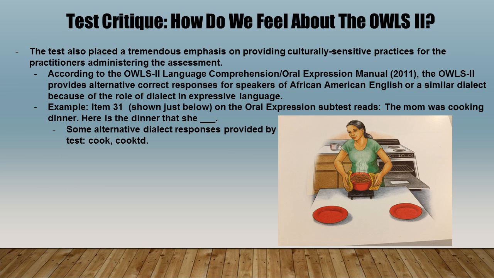One of the strengths that we saw in the OWLS 2 was that the test emphasized culturally sensitive practices. One of the items displayed in the image on the screen asked, "The mom was cooking dinner. Here is the dinner that she," and then you give the response. The natural response would have been cooked. However, some of the alternative dialect responses that were allowed for students who used a different dialect were cook or cooked, which you can also see on the screen. This meant to us that the test understood that there were different ways of pronouncing words and recognized that different dialects would refer to the same ideas in different ways.